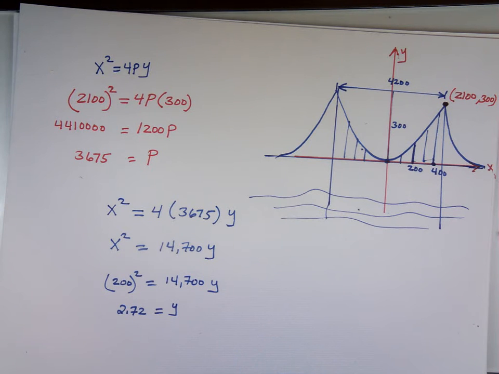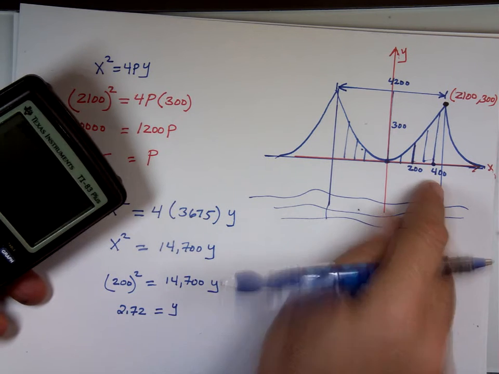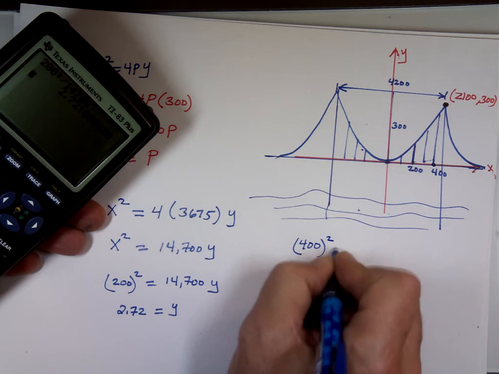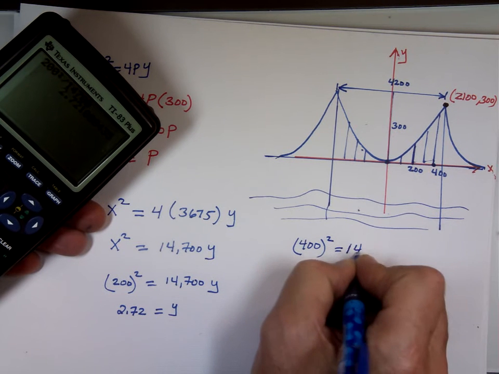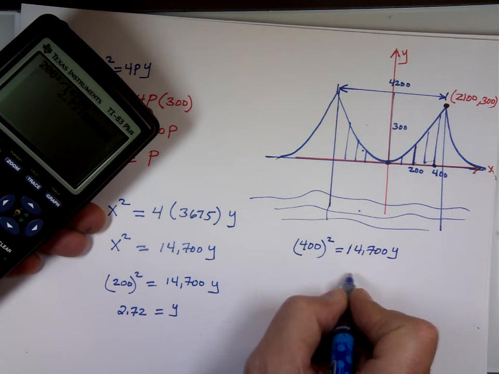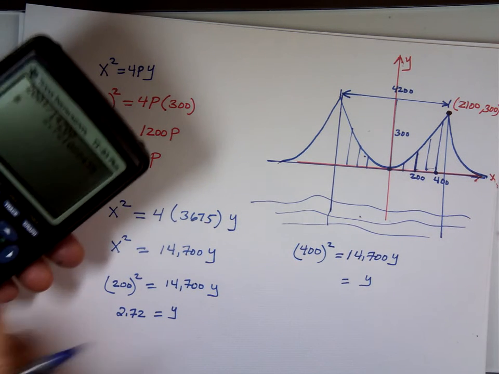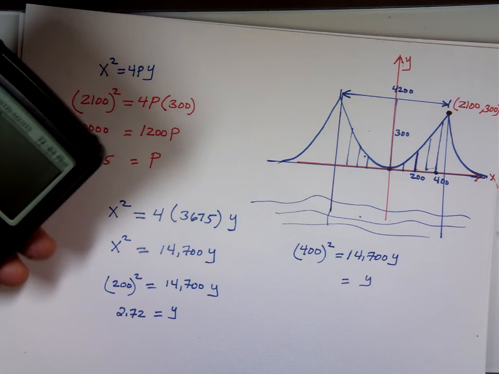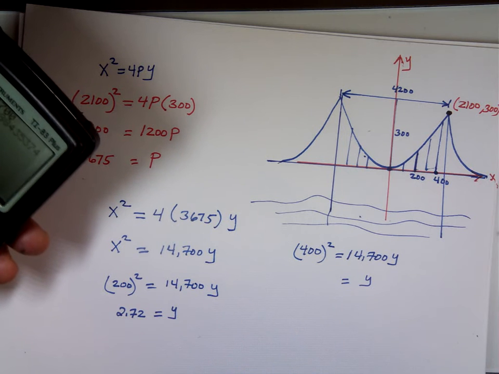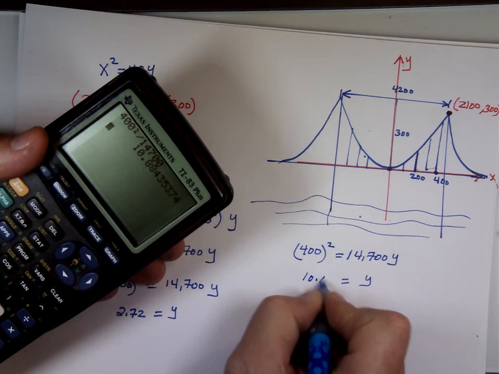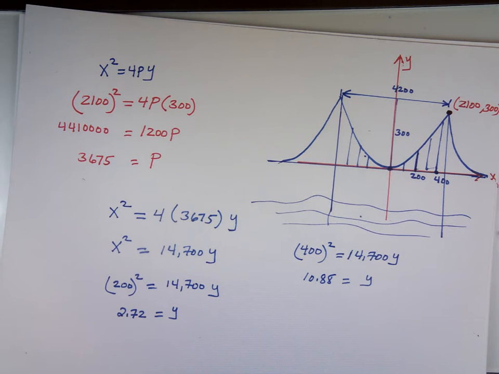Next beam is going to be 400 feet away. What's 400 squared equals 14,700y. 400 squared divided by 14,700. Those beams are 10.88 feet. Bring me two of these. Where's the next one going to go?